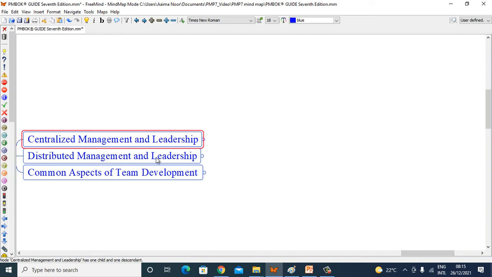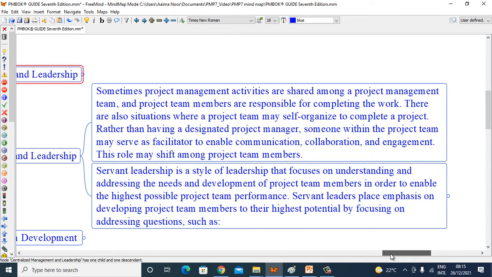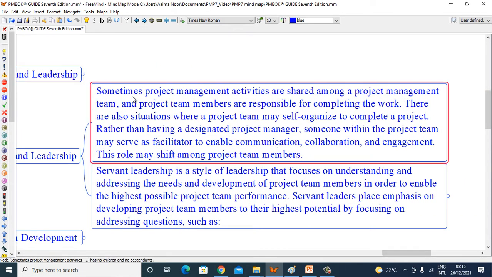Here we see distributed management and leadership. Sometimes project management activities are shared among the project management team and project team members responsible for completing the work. There are also situations where a project team may self-organize to complete a project rather than having a designated project manager. Someone within the project team may serve as a facilitator to enable communication, collaboration, and engagement. This role may shift among project team members.